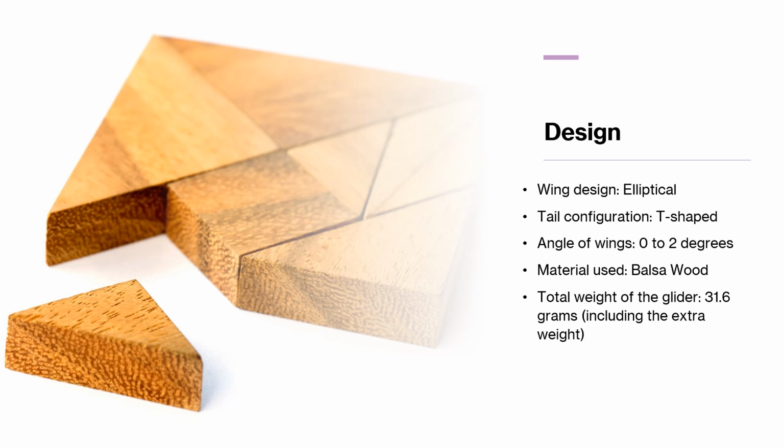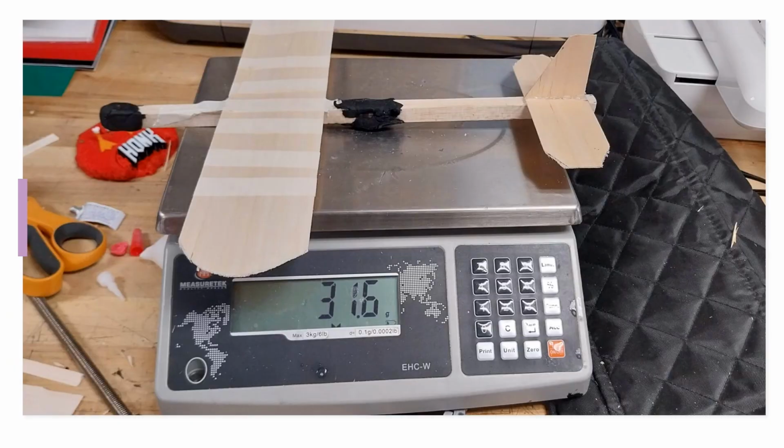Talking about the design, as I have previously mentioned, I used the elliptical wing design with T-shaped tail configuration. The material used is balsa wood, and the total weight of the glider after adding extra weight is around 31.6 grams. So here is an image of my glider on the weight scale, which shows the weight is 31.6 grams.